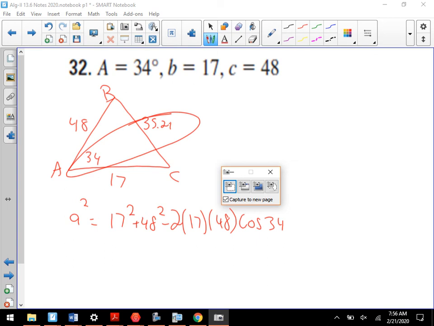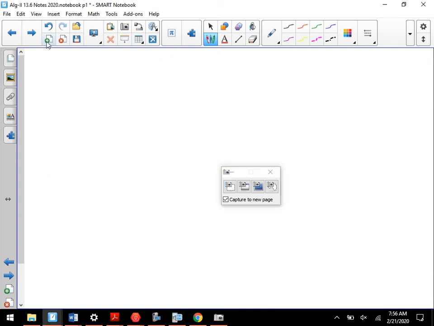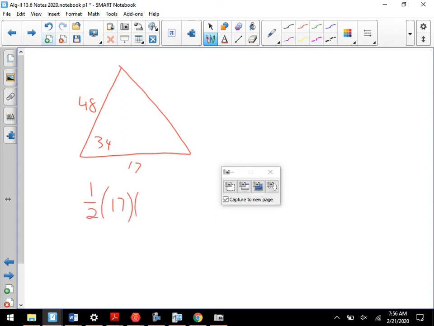Oh, I forgot something before I did that. Remember how we did that area formula, the sine angle sine area stuff? What's nice about that one is when you had a triangle like that example, with the 34, 17, and 48, we could find the area of that triangle by doing 1/2 times 17 times 48 times sine of 34. That would give us the area.